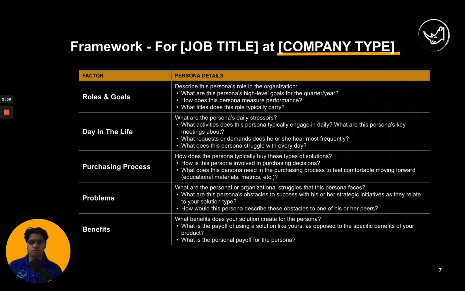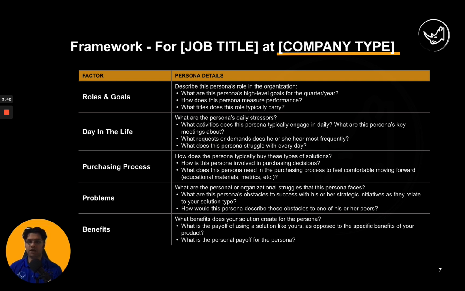I would really encourage you to fill this out the first few times, and then as you get better at it, you won't have to fill it out each time because it'll come to you naturally. But some of the things you want to go over: for this individual, this job title at a specific company, we'll go over an example in the next slide. What are all these different elements around their role and their goal? You really want to describe the persona's role in the organization. Do they have specific objectives? How does that individual measure performance? What titles are they?